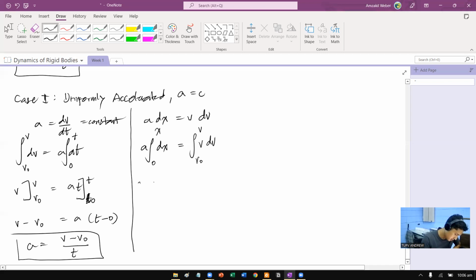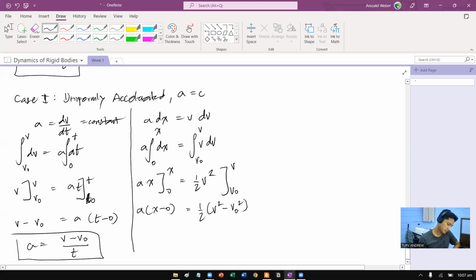So A integrated from x 0 to x is equal to the integral of v dv, which is 1/2 v squared, from v naught. So this would be A times x minus 0. Other books write x minus x naught. It's okay. So it is 1/2 of v squared minus v0 squared. So the final equation would be 2 A x equals v squared minus v naught squared.